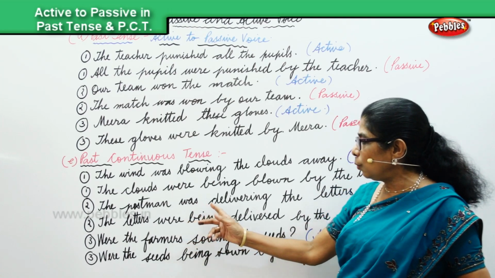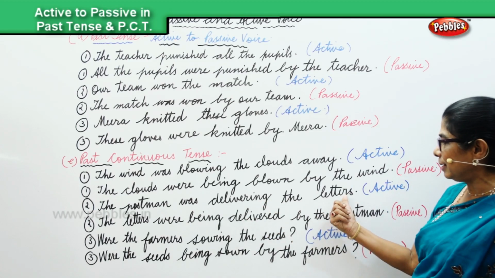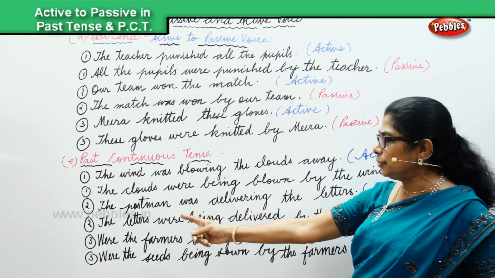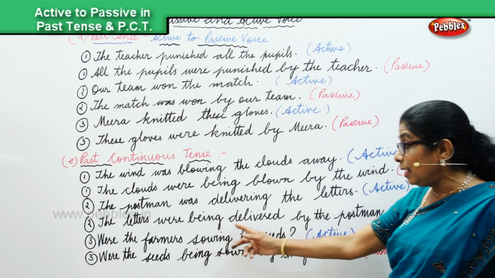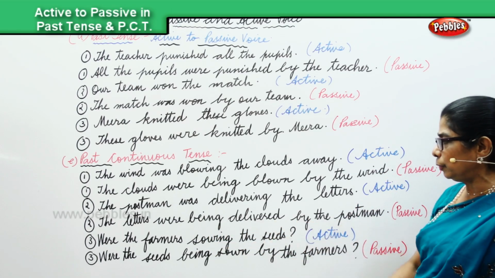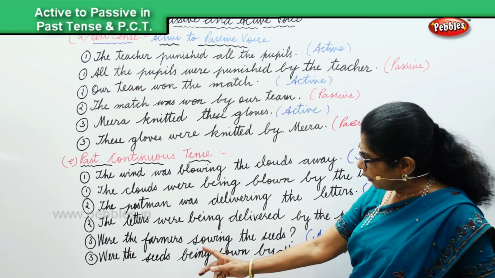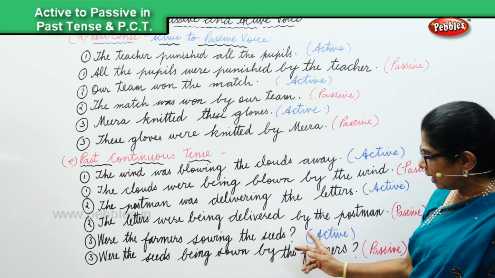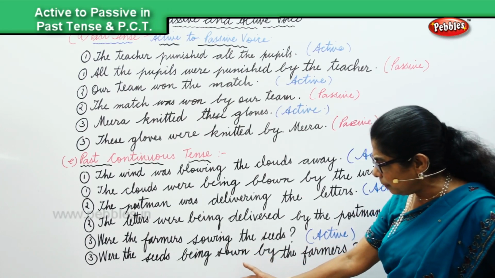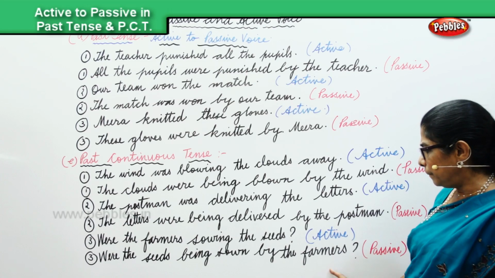The postman was delivering the letters, active. In the past continuous, the letters were being delivered by the postman. Finally, were the farmers sowing the seeds? Active. Were the seeds being sown by the farmers?